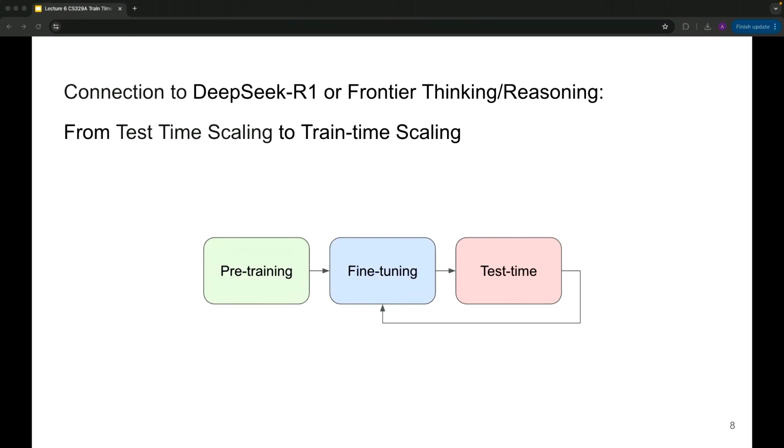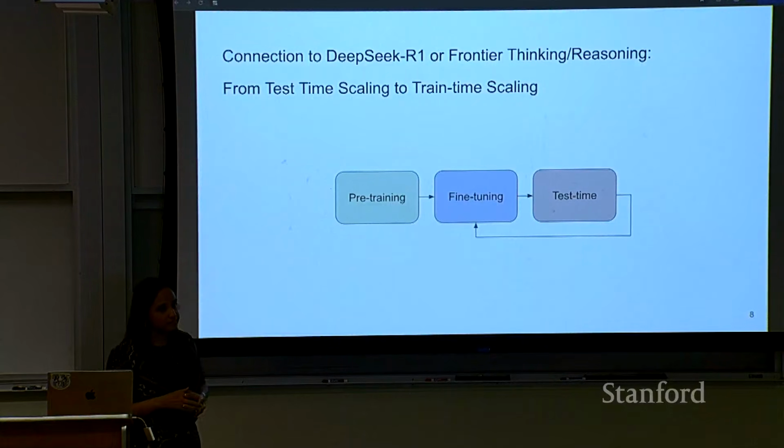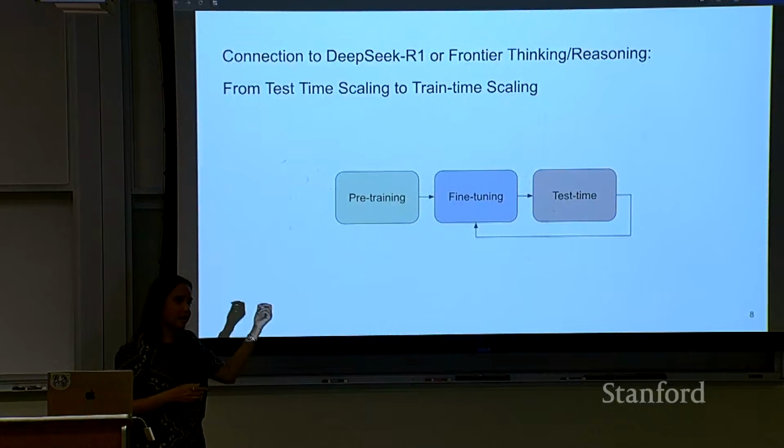And the second bit is that this closed feedback loop has to have enough successes for the train time scaling to work well. You will see that in the papers that I'll present now.